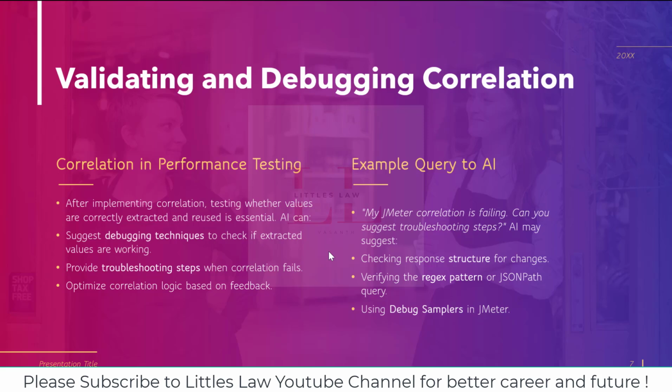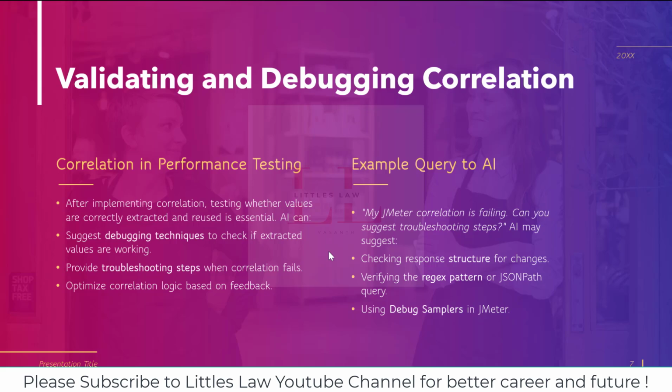And then the next part: you have identified it, you have implemented it, and now you are in your validation step. So you have to validate and you have to debug, right? You cannot just take whatever values come in. When it comes to validating and debugging correlation in performance testing, after implementing correlation, you have to test whether the values are correctly extracted and reused.